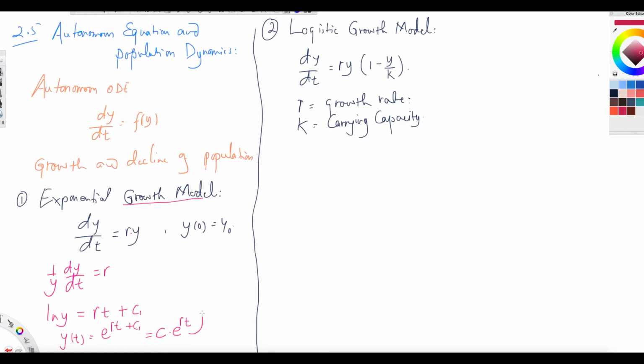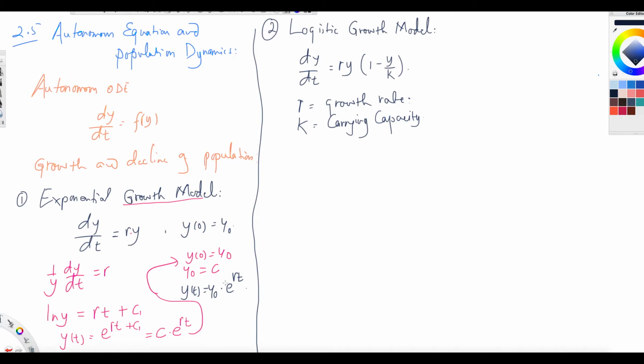But if you use the initial condition, what do you get? If you use the initial condition y at 0 equals y0, then you will get y0 equals c, right? Hence the final version of the solution is y of t equals y0 times e to the rt. That's what you get. So this is the solution, okay?